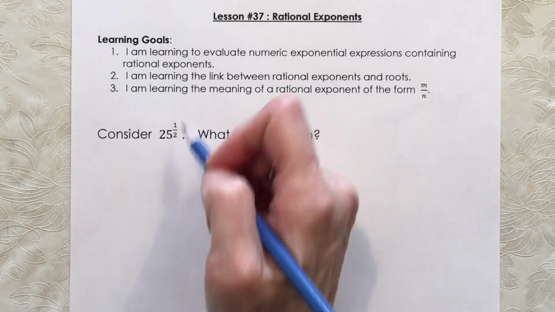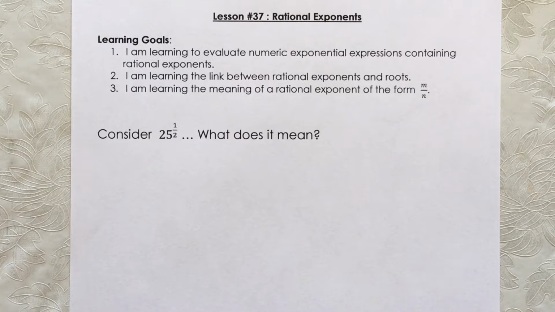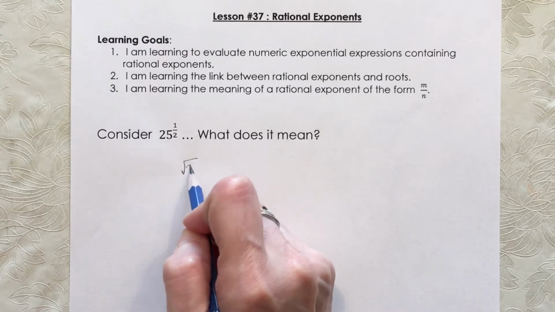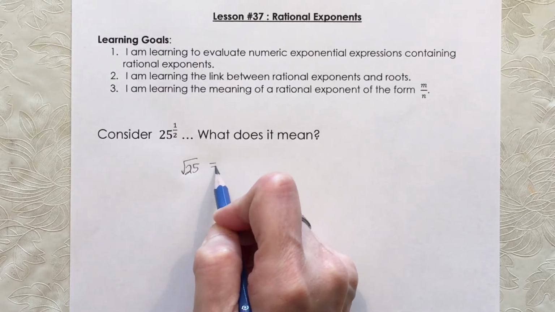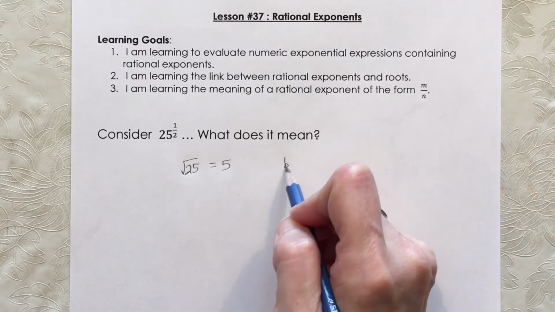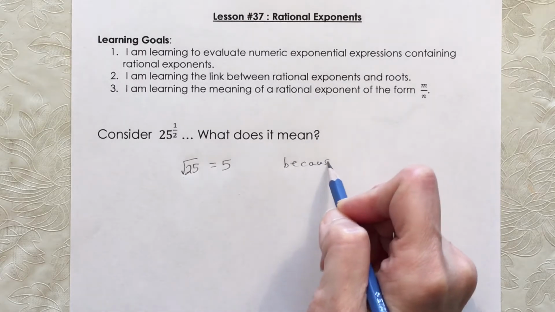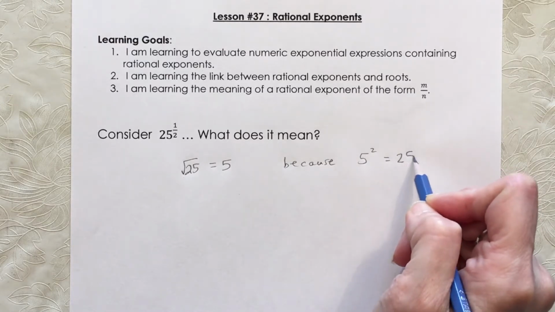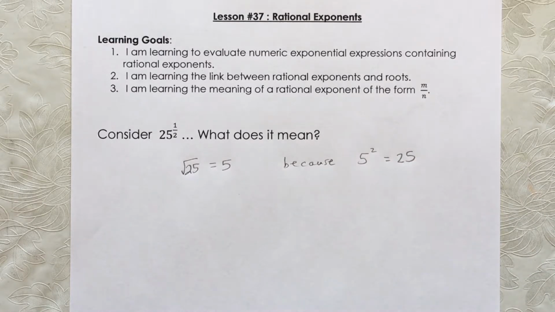Okay, so consider 25 to the exponent 1/2. That 1/2 is an exponent, and we're going to talk about what that means. I'm going to start off with something we do know, and that is that the square root of 25 is equal to 5. And we know that's because 5 squared is equal to 25. And we know that square and square root are inverse operations.